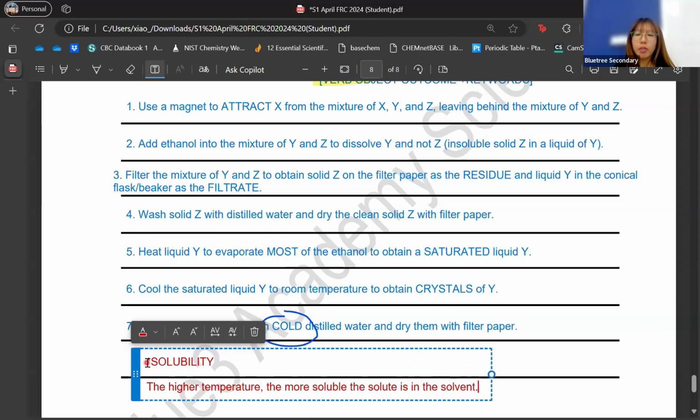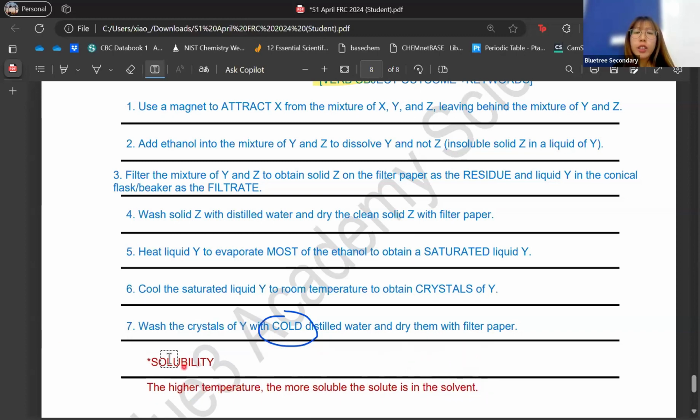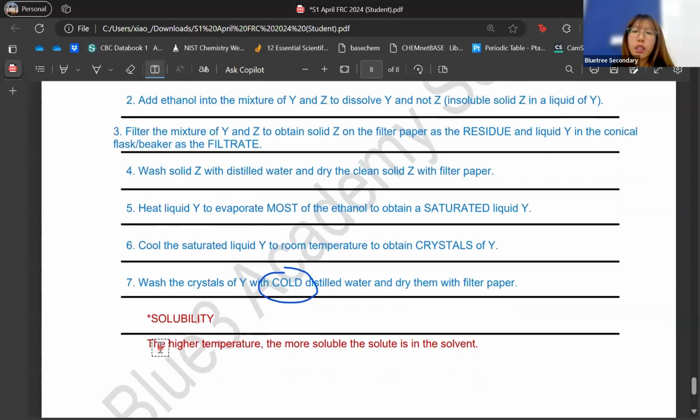the solvent. Your crystals are solid. If you use hot distilled water, or even room temperature distilled water, your crystals may start to dissolve in this warm water. That means while you wash, your crystals are dissolving and escaping through your filter paper. So what do you get at the end? Only a few crystals, you don't get much of the crystals. That is why we use cold distilled water.